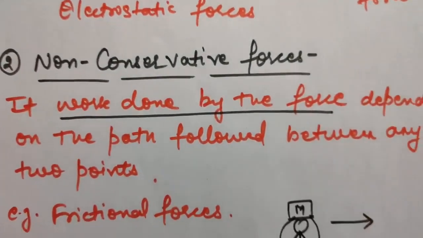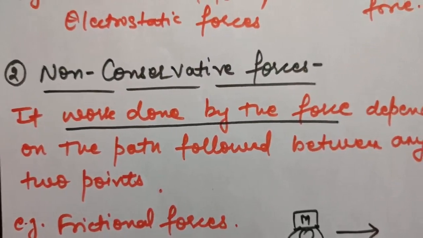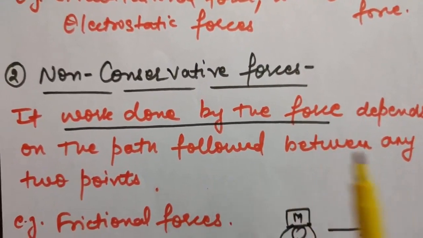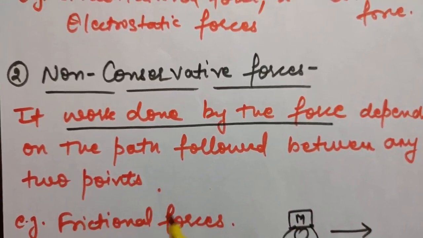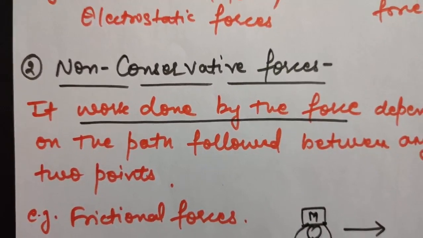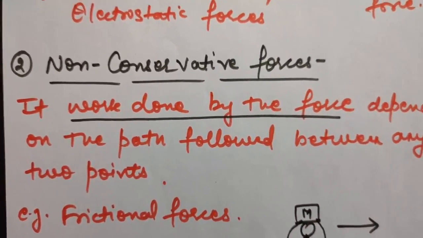The next is non-conservative forces, and this is nothing but just the opposite of conservative forces. That is, if work done by the force depends on the path followed between any 2 points, then that force is said to be a non-conservative force. For example, frictional forces are non-conservative forces.